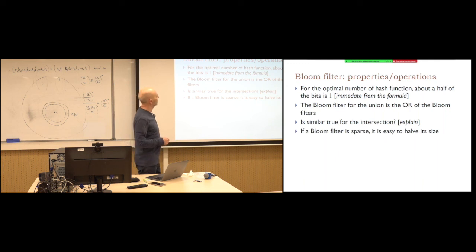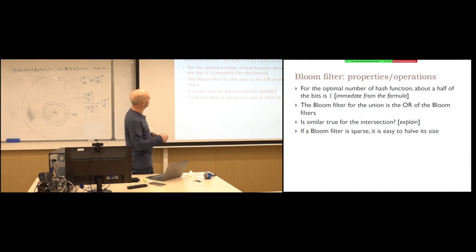Bloom filters are very simple. One obvious advantage is that this is a very simple data structure and very easy to implement. It's like a few lines of code. Some good properties: in a well-dimensioned Bloom filter, about half of the bits should be 1 and half of the bits should be 0. This is an immediate consequence of the formula of the probability of 1.